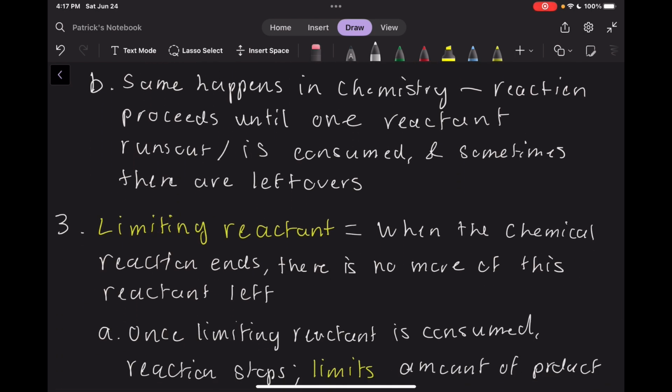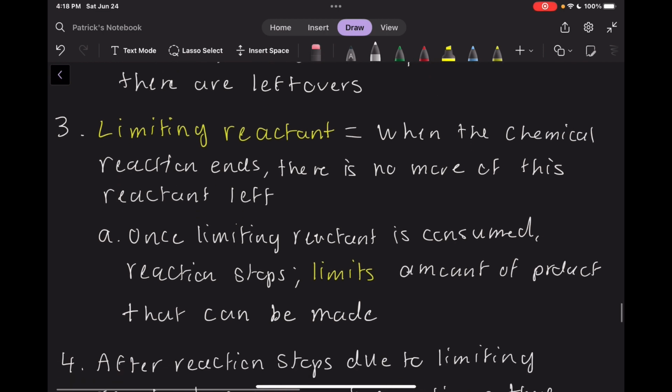So, to recap, most chemical reactions proceed until one particular reactant runs out or is consumed in its entirety, and sometimes there are leftovers. The limiting reactant is defined as the reactant which limits the amount of product that can be yielded. Another way of saying this is that when the chemical reaction ends, there is no more of this reactant left. It is completely consumed, and when this happens, the reaction stops.